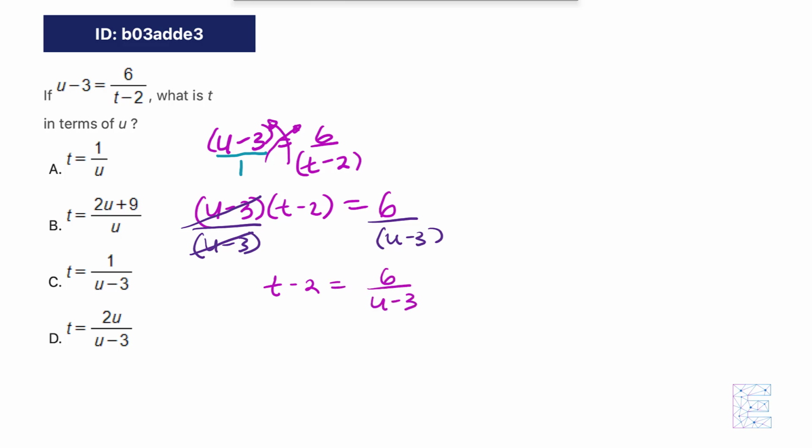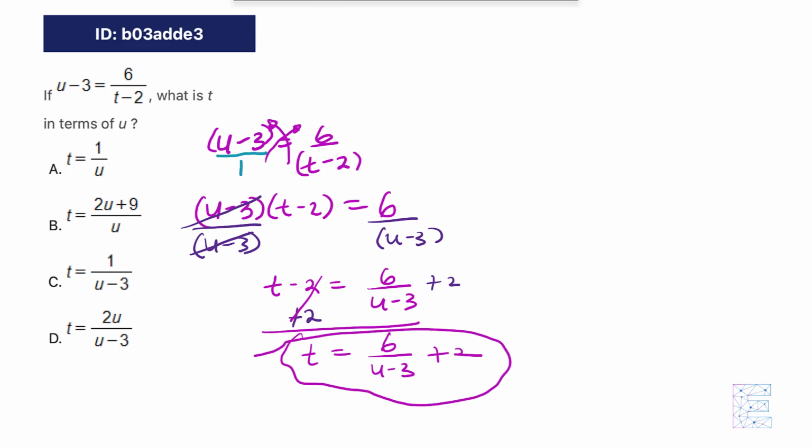u minus 3. Now to get t by itself, one last step is to get rid of the 2 that's next to it. So we'll do the inverse operation and add 2 to both sides like that. So what's going to happen on the left side, the 2's are gone. So t equals 6 over u minus 3 plus 2. This is the correct answer.